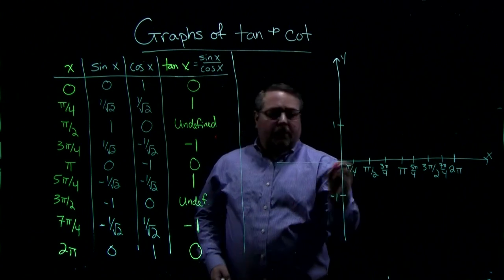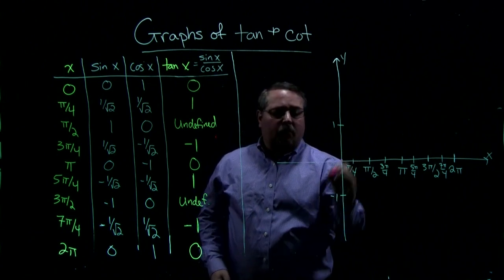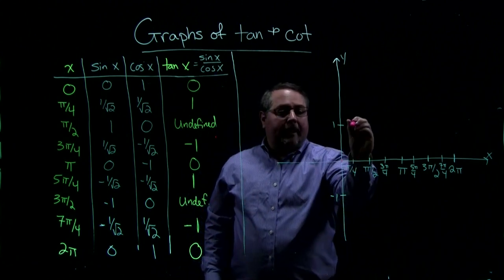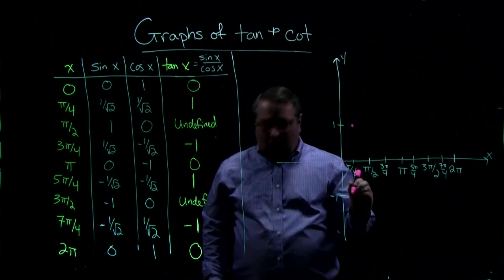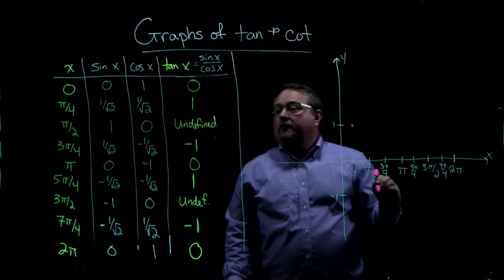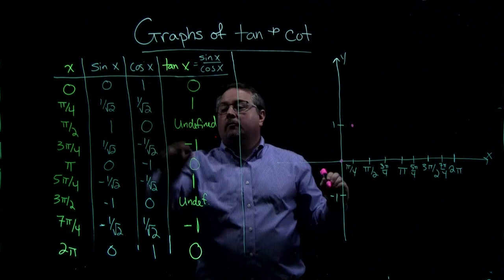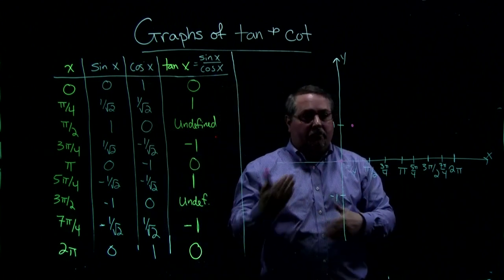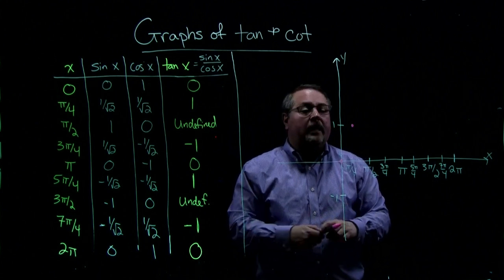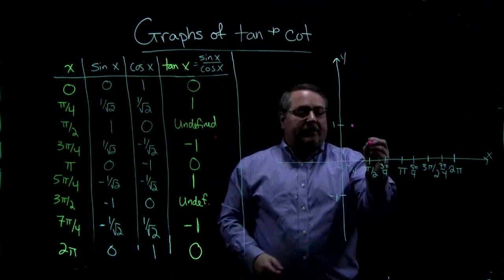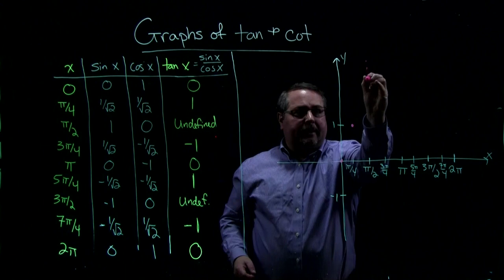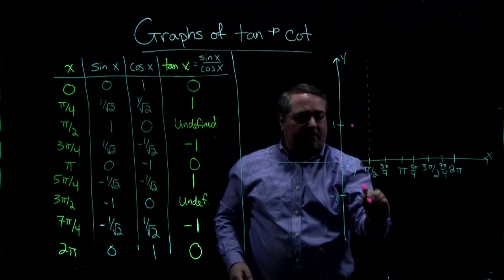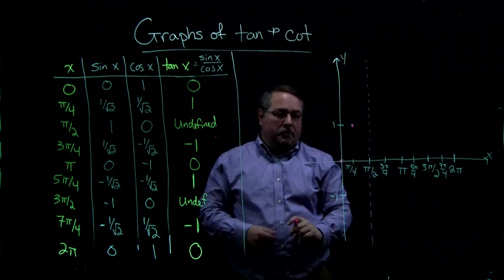So our graph will start at the origin, x is 0, y is 0. We're going to have a point at pi over 4 comma 1. At x equals pi over 2, since we have something that looks like 1 over 0, this would be kind of like the graph of 1 over x at x equals 0, if you know that graph from algebra class. So what's going to happen here is we'll have a vertical asymptote at x equals pi over 2.